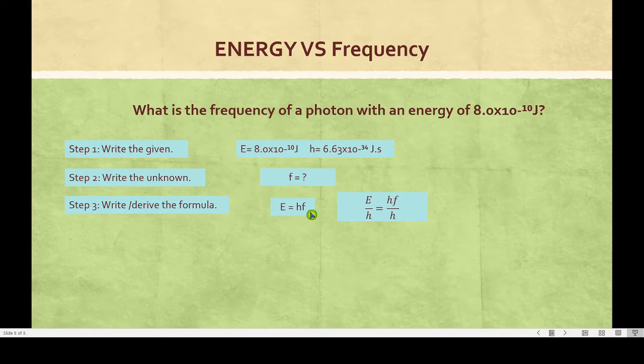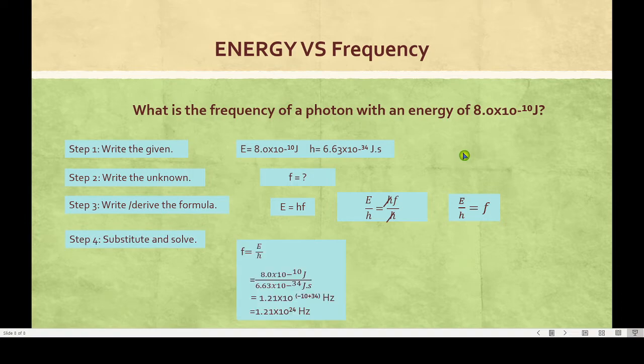So how to eliminate H? Again, just apply what we have discussed a while ago. To eliminate H, divide both sides by H. So H divided by H, cancelled. So what remains here is F only. So E over H. So F now is equal to E over H. So this will be the formula for finding the frequency.